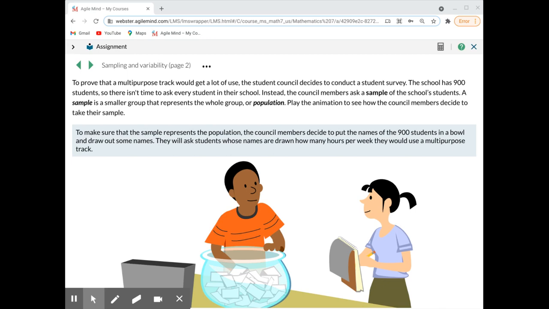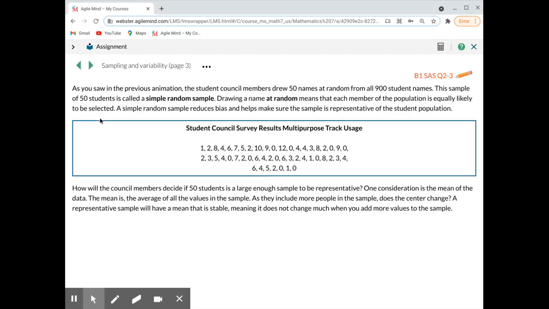And I think Najela was correct. When we get to page number 3, it's going to show how many names they drew. Najela, how many names did they draw? 50. And look right there. It says when they do this, the sample of 50 students is called a what? Simple random sample. That's right. So go ahead and read this for us, Najayla. Will you read that whole thing?